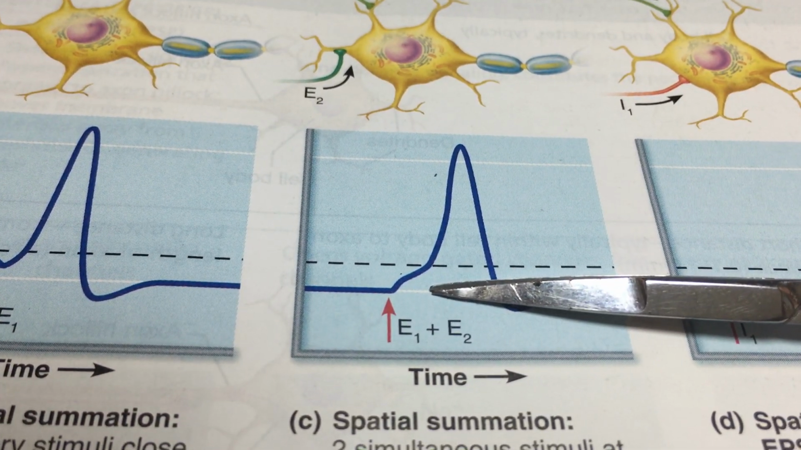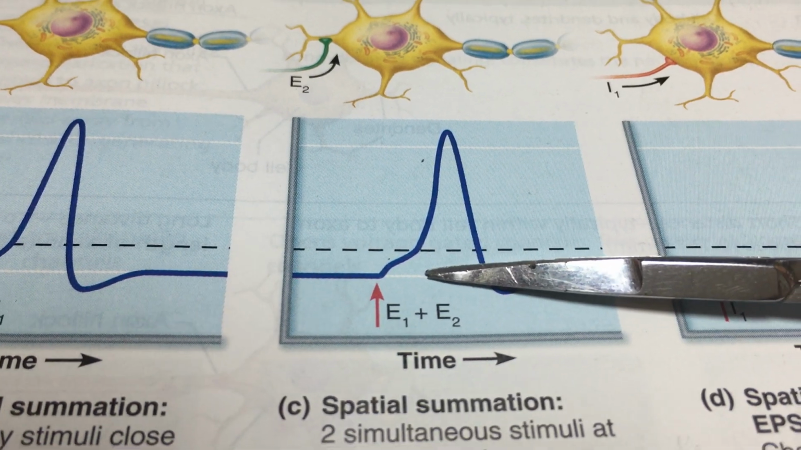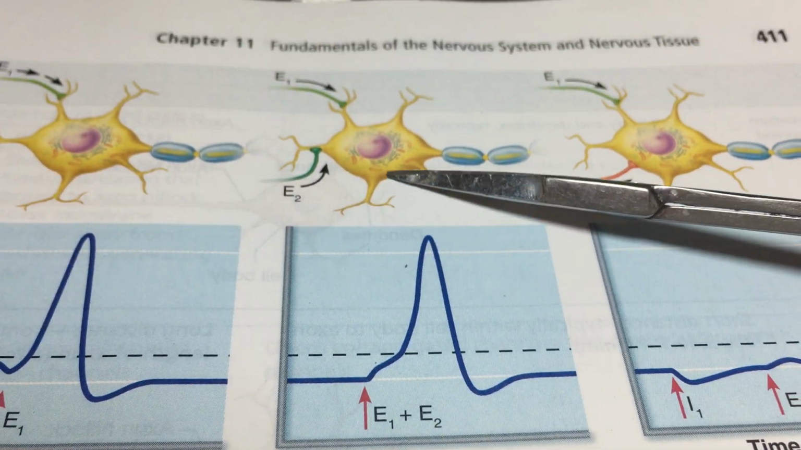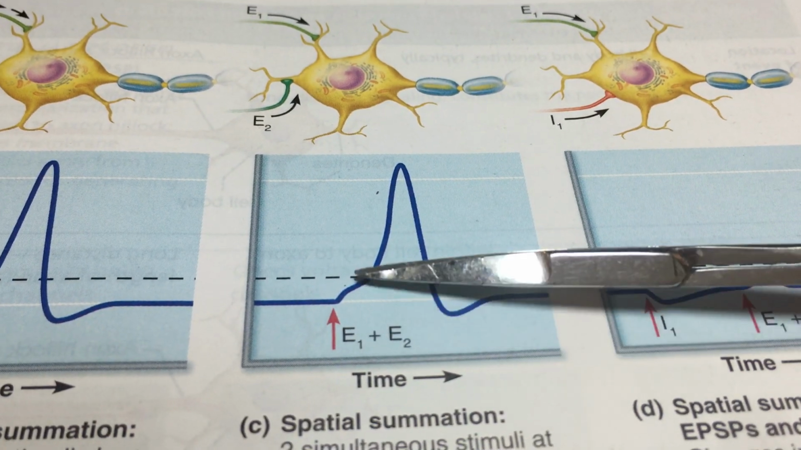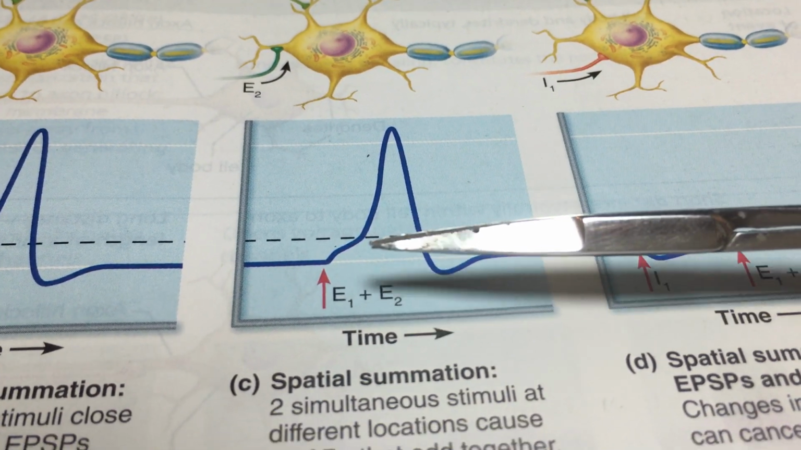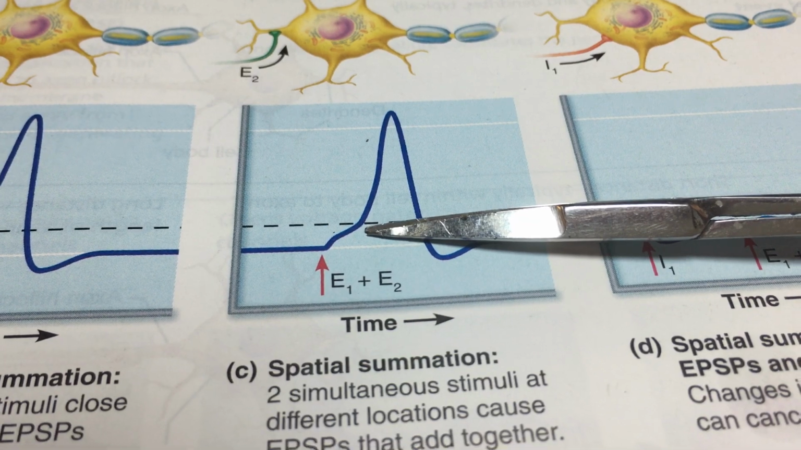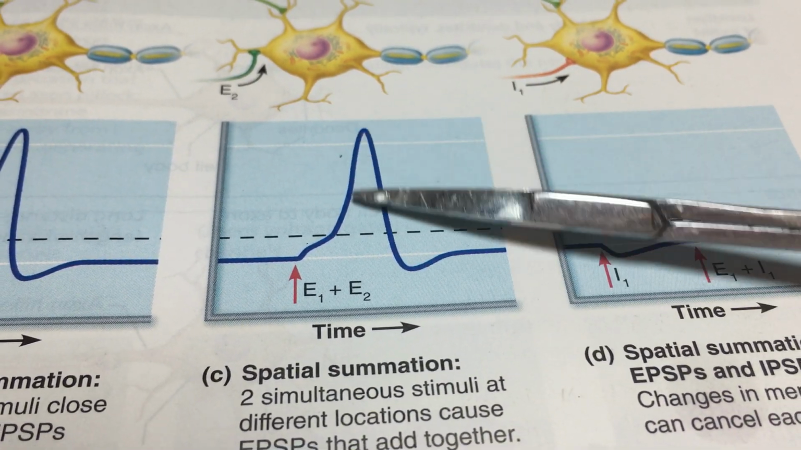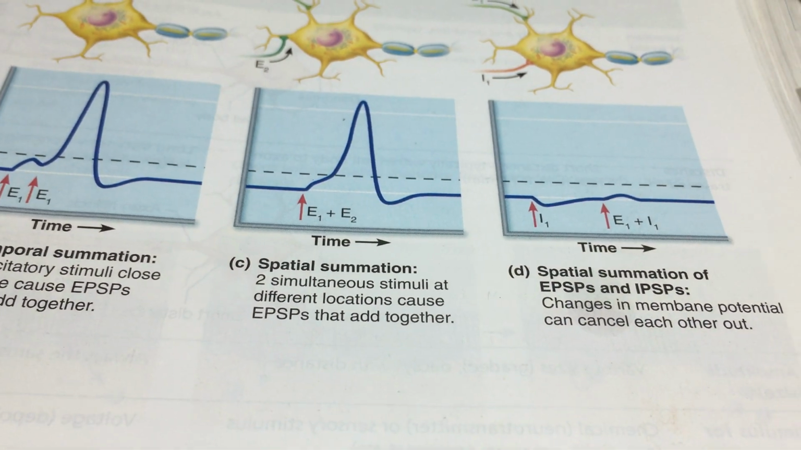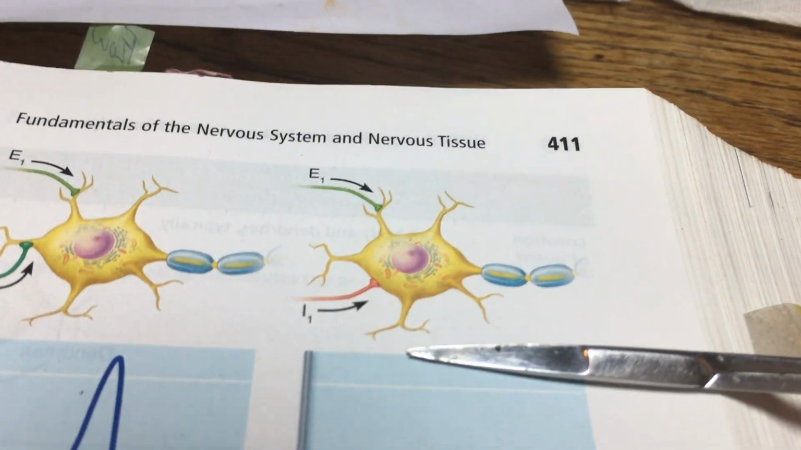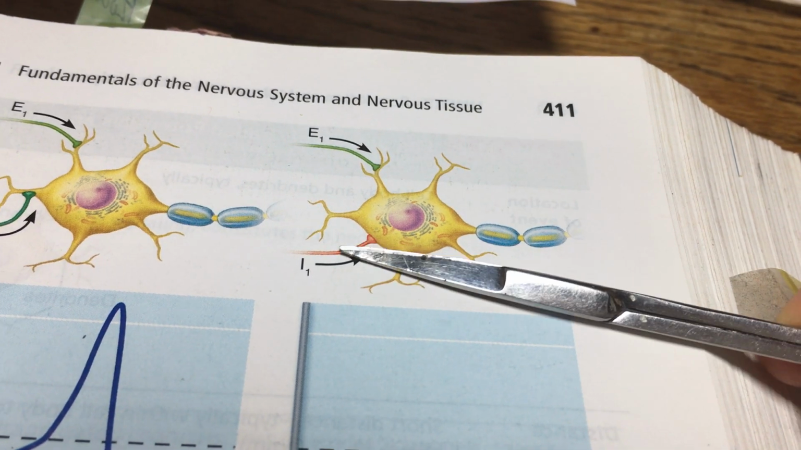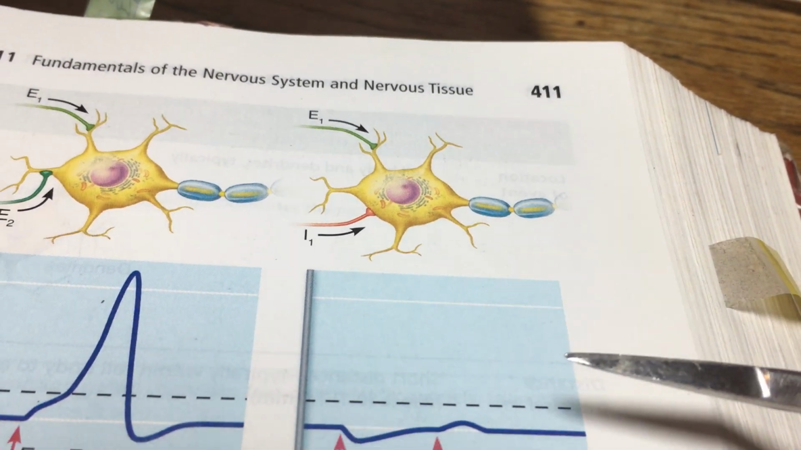They're both channels for sodium, and so that means that sodium is going to flow. If I stimulate them both at the same moment, they will sum together, and they will provide us with a greater than threshold stimulus, and we get our action potential here. Okay, now here, a little bit more complicated. We have an excitatory situation and we have an inhibitory situation.